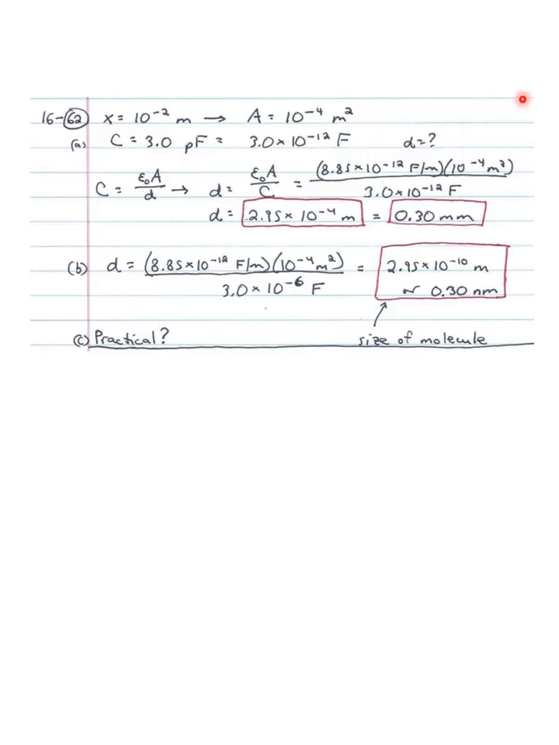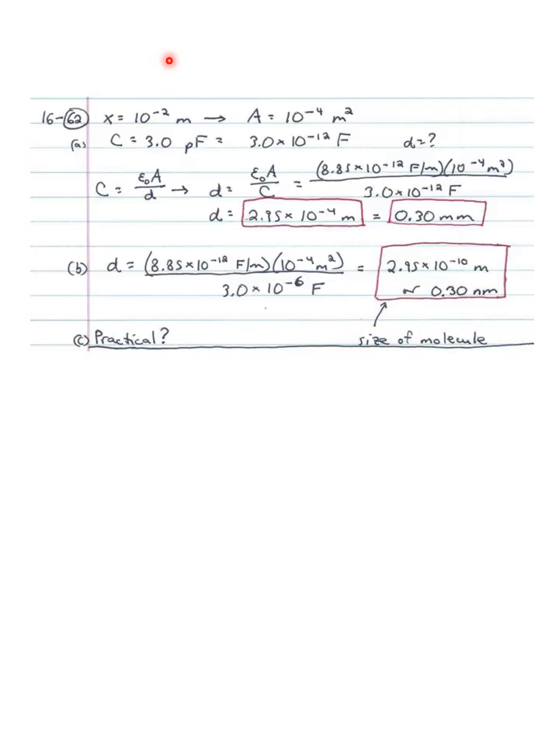Number 62. Suppose you want to make a parallel plate capacitor with square plates 1 centimeter on a side. How far apart should the plates be for a capacitance of 3 picofarads? Repeat for 3 microfarads, and are both designs practical? And we'll comment on that.